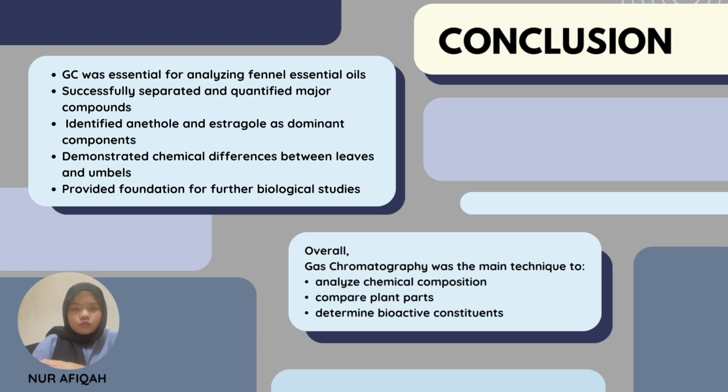Lastly, for the conclusion, gas chromatography was essential for analyzing the chemical composition of fennel essential oils. It successfully separated and quantified the major compounds present in the oils. Gas chromatography analysis identified anethole and estragole as the dominant components. It also demonstrated clear chemical differences between the leaf and umbels. These results provide a strong foundation for further biological and antifungal studies.